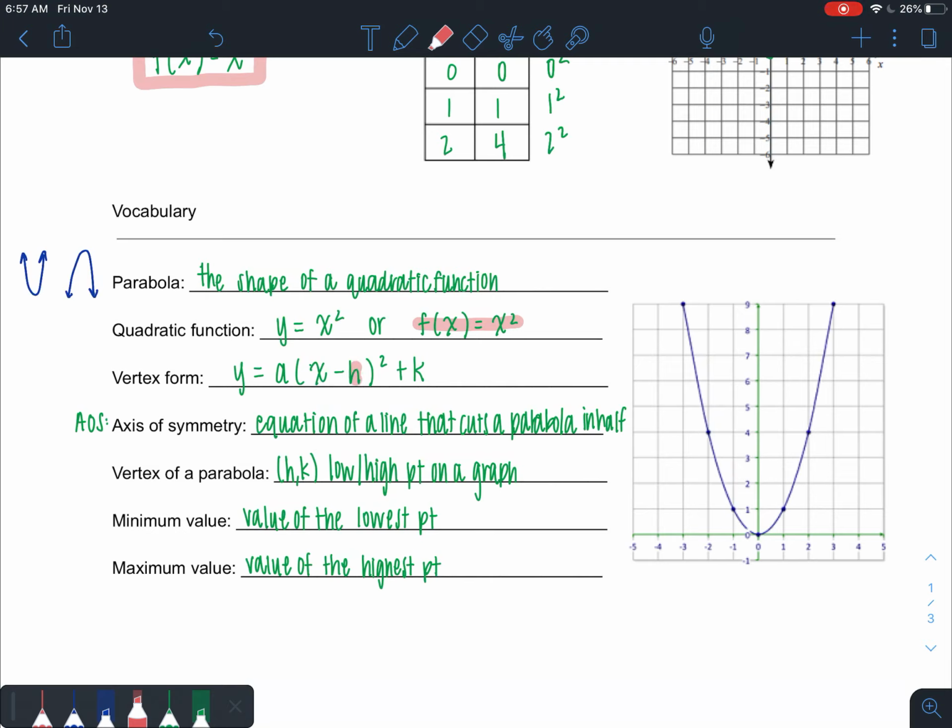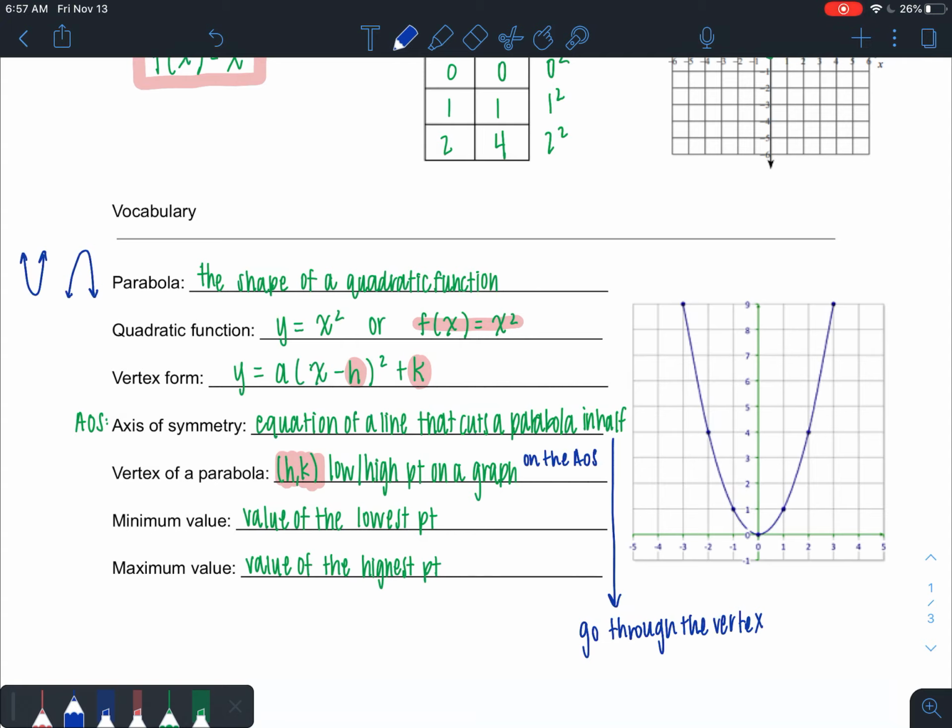I'm going to highlight this h and k here, because they come up down here. And that h, k is a low or high point on the graph, and it's the vertex of the parabola. Your axis of symmetry is going to be the equation of the line that cuts a parabola in half, and this is an extra note, it's going to go through the vertex. And then the vertex of a parabola is on the axis of symmetry.